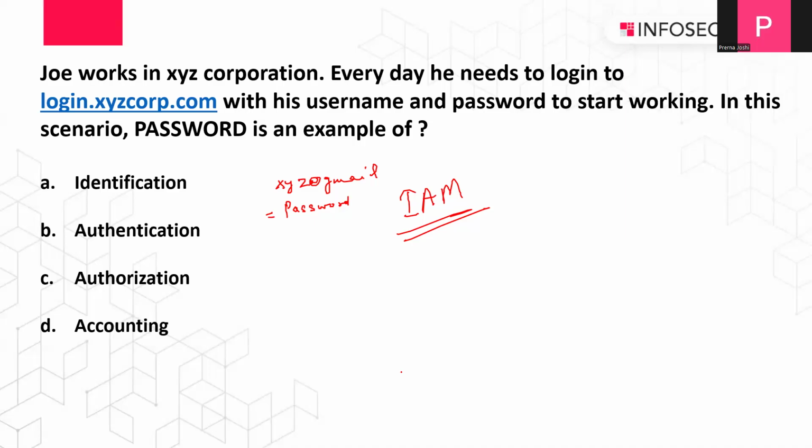So this is IAM: identification, authentication, authorization, accounting. So here, the employee wants to work in the organization. Joey works in this organization and he has presented his username and password. In this scenario, what is the password? Password is authentication, meaning he is claiming who he is by giving the password. So the correct answer is B, authentication.